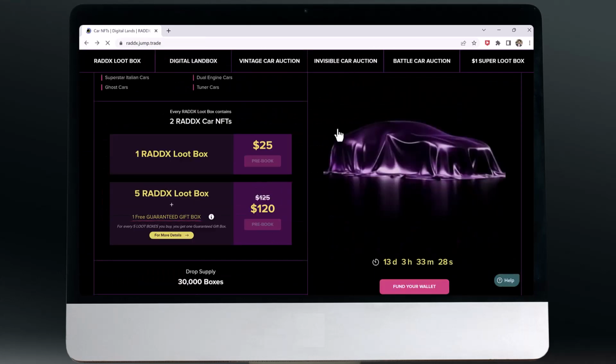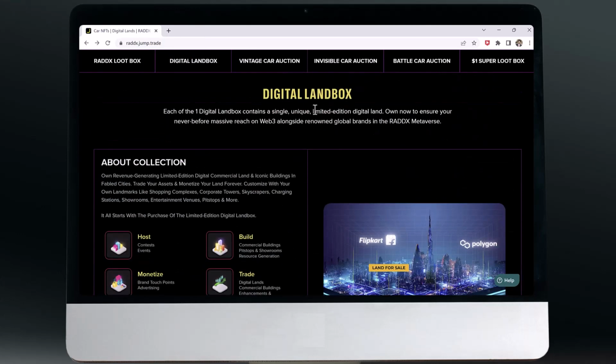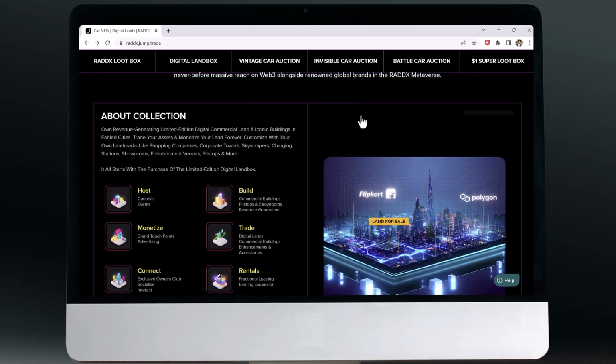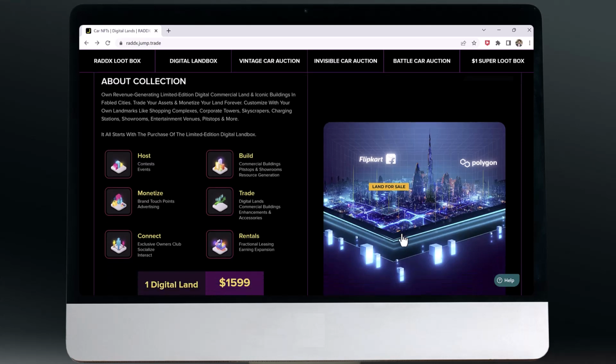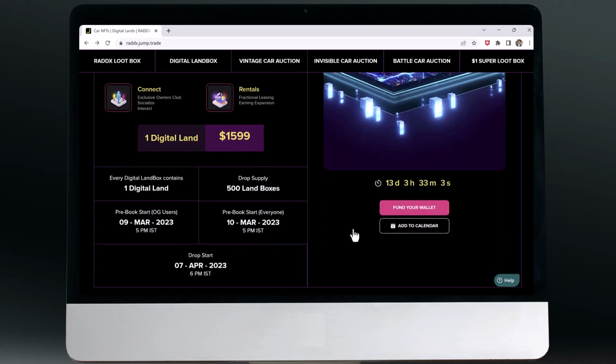So what are you waiting for? And they also have other categories of drops such as digital land boxes, auctioned supercars, and immortal cars. Each digital land box contains a single, unique, limited edition digital land. Own now to ensure your never-before-massive reach on Web3 alongside renowned global brands in the Raddx metaverse.